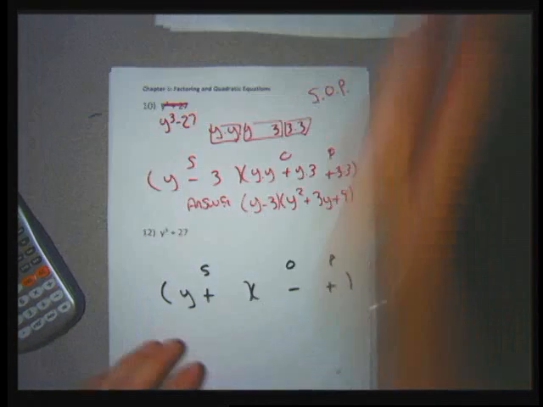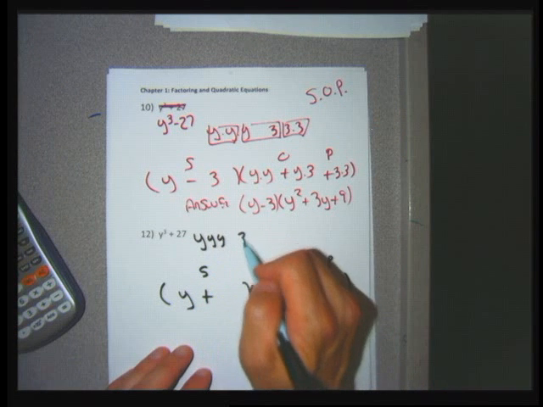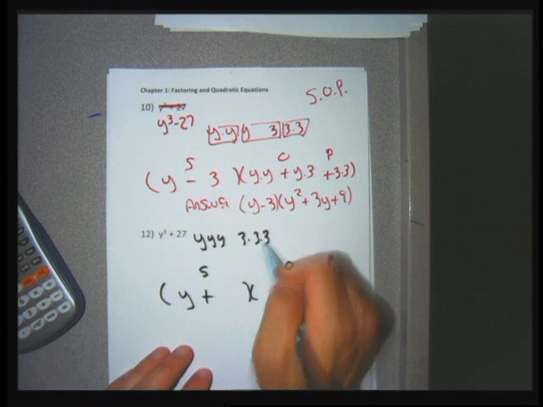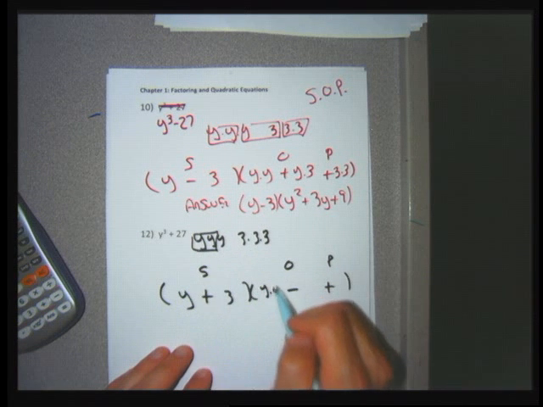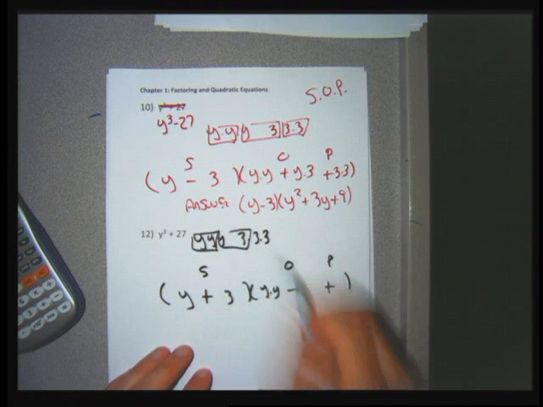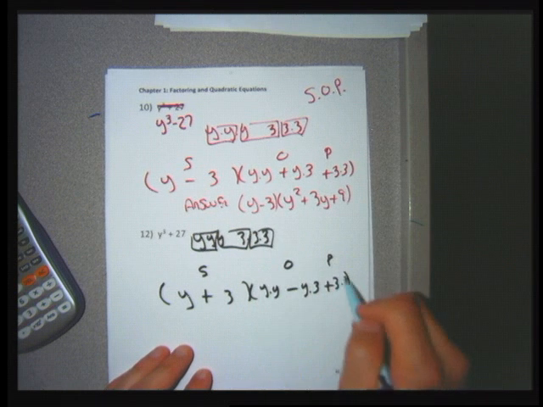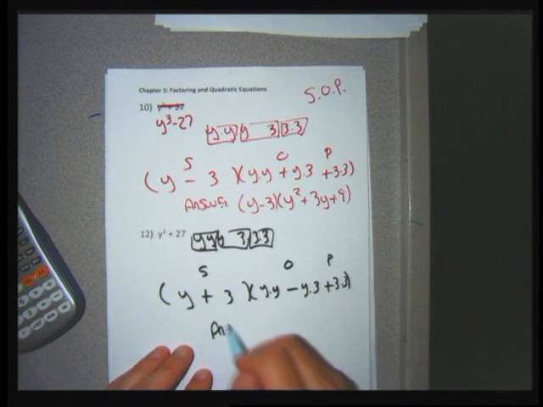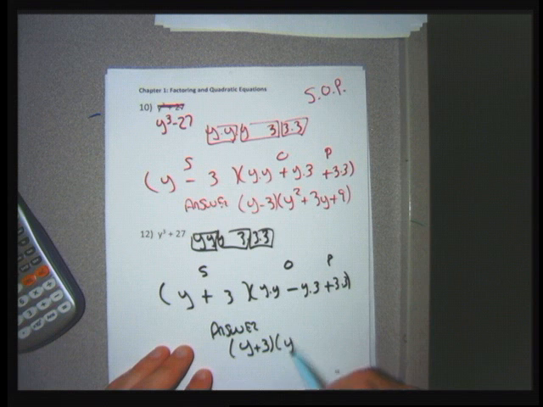So first, I'll do this along. First parentheses, one of each, which means 1y and 1, 3. Second parentheses, first pair is y times y. Second pair is y times 3. Third pair is 3 times 3. So my answer is going to be y plus 3 times y squared minus 3y plus 9.